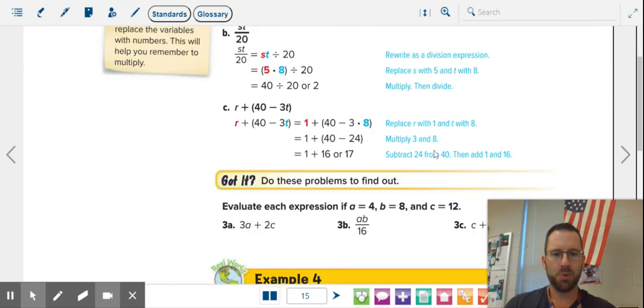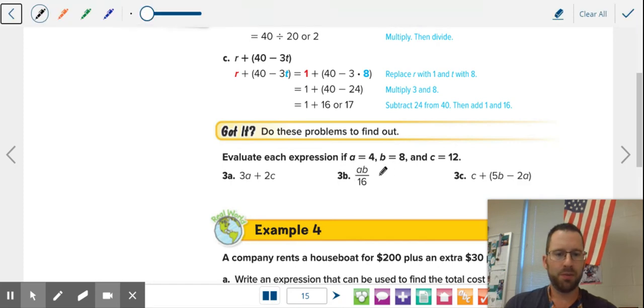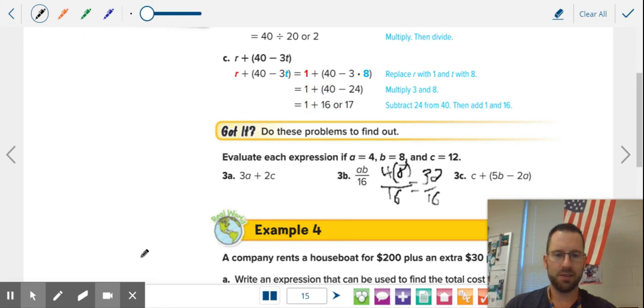Okay, so we have some more examples here. Let's do this one here. We have 3b. We have a fraction on top. So this says 4 times 8 over 16. 4 times 8. We got to get that numerator simplified. It's 32. 32 divided by 16 is 2.